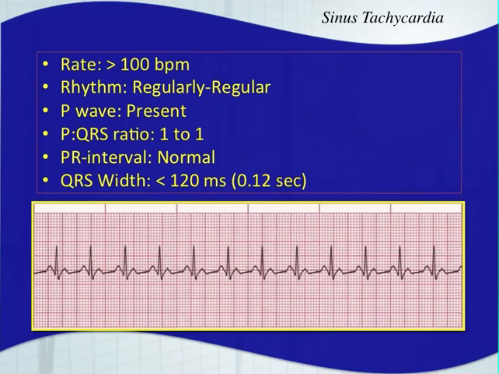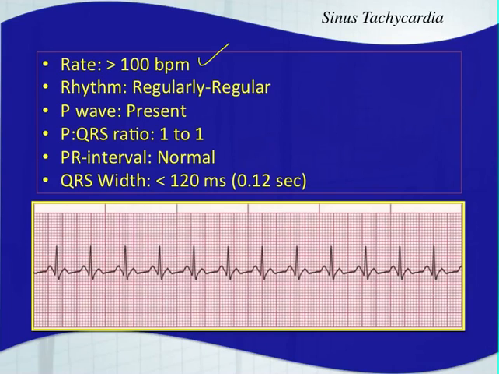Okay, the next arrhythmia is sinus tachycardia. Now this is a lot like sinus bradycardia, except it's faster than 100 beats per minute. So we said a normal sinus rhythm has to have a rate between 60 and 100. If it's less than 60, it would be a sinus bradycardia. If it's faster than 100, it would be a sinus tachycardia. So let's look over this. The rate is greater than 100 beats per minute.